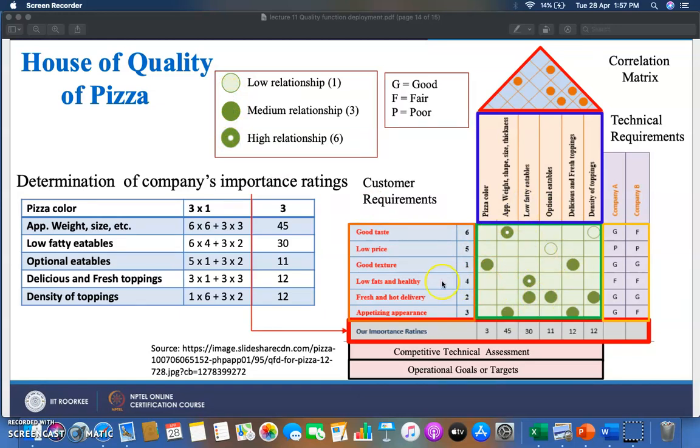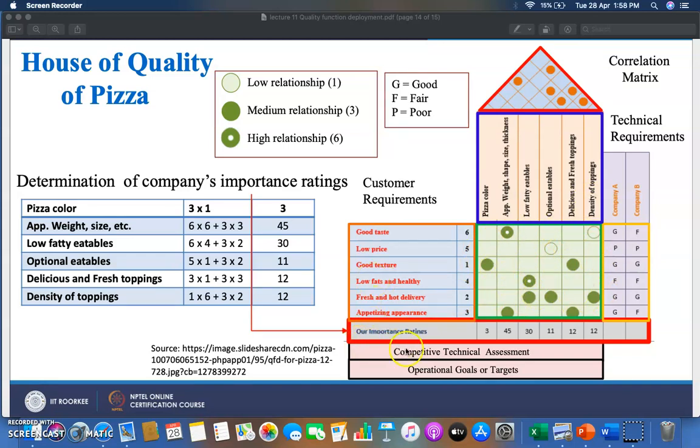Now, as you know, good taste mostly depends on base shape, size and thickness. So we have given this as a high relationship, and some very small relationship of good taste is also there with the density of toppings. So we have given a low relationship here. Similarly, for fresh and hot delivery, optional eatables are a medium relationship, and similarly fresh and hot delivery has a medium relationship with the density of toppings. Similarly, we have taken all those calculations.